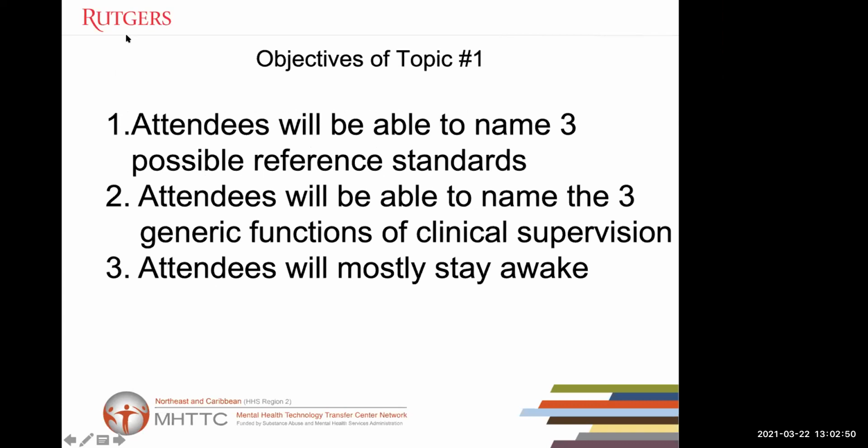All right, so these are the objectives for this topic 1. The first one, we're going to be talking about this thing called reference standards. And I'm going to encourage you guys to learn at least 3 of these for the work that you do. And I'll give you a little exercise where you can identify them. They're different for every practice, for every type of intervention or permanent supported housing or whatever you're doing, drug and alcohol work.